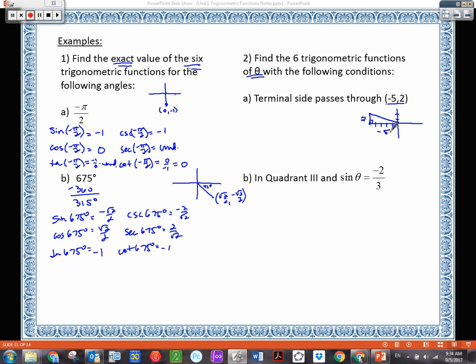So now we're going to calculate. We need the hypotenuse, right? We're going to need that for calculations. So we use the Pythagorean Theorem to calculate: negative 5 squared plus 2 squared is c squared. So we know that that gives us root 29. Now, just a side note, the hypotenuse is always positive. It doesn't matter what quadrant you're in. So you don't need to worry about the hypotenuse's sign. It's always going to be positive. The signs you need to be concerned with are the legs of the triangle. Make sure you have the right sign there.